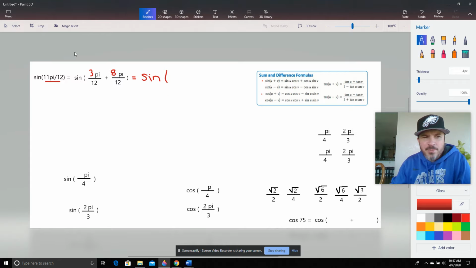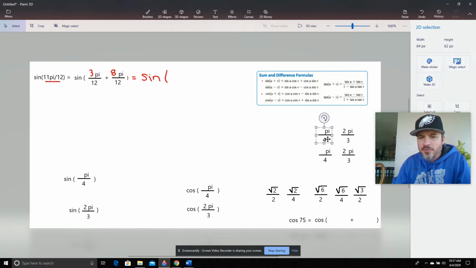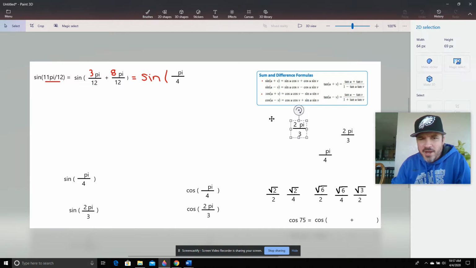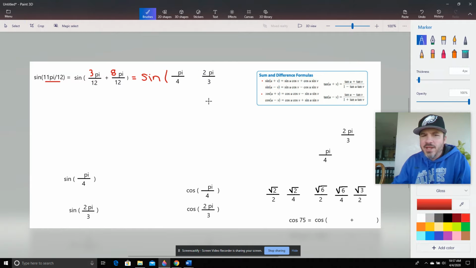And when I simplify that down, 3 pi over 12 is just going to be pi over 4. So that's going to be this guy. And then this 8 pi over 12, that's just going to be this guy right here. And now I have an easier problem to use, okay? So now what I can do is use the right side of this equation. See, I have sine of an angle plus an angle. So now I'm just going to call this angle U, this angle V, and then I'm going to write this.